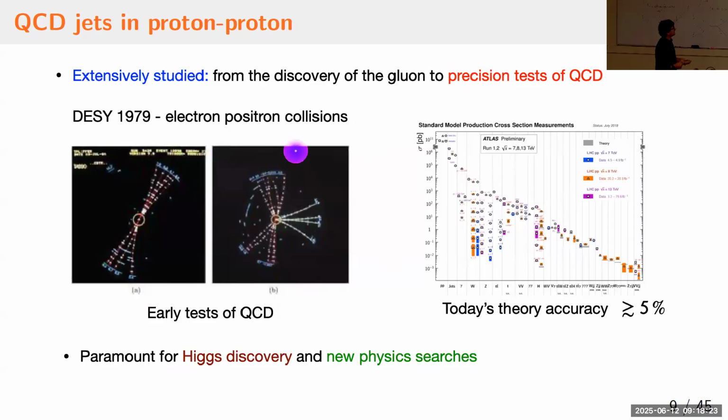So this is, again, more than 4 decades ago. And today we've reached a level of precision QCD calculations of a few percent, as you can see here. This is a collection of all the cross sections measured by the ATLAS collaboration at the LHC. And today the technology has reached really higher order calculations in QCD that allow this type of precision.